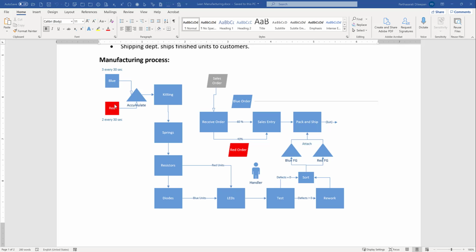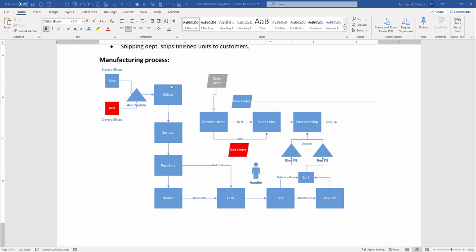So we're going to assume that over a 30-second period, all the times here are in seconds, we get 3 packets of raw materials, or the packages needed for the production of blue. So we get 3 of them every 30 seconds, and for red, the red packets, we get 2 of them every 30 seconds. Now they are accumulated into a batch size. I think it is 6 and 4. So they get accumulated and they are sent to these stations.